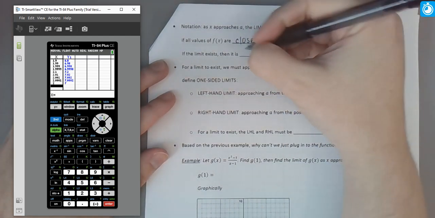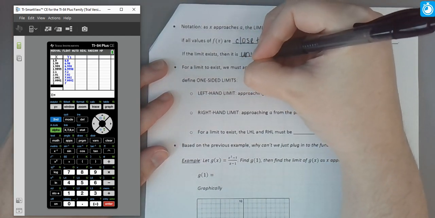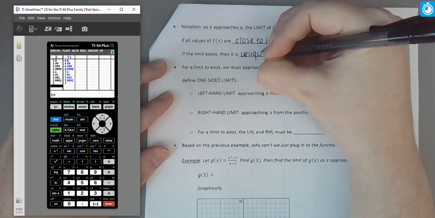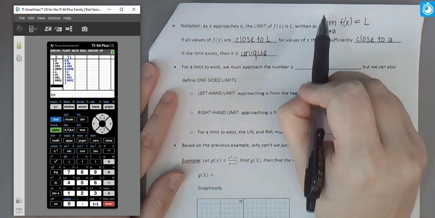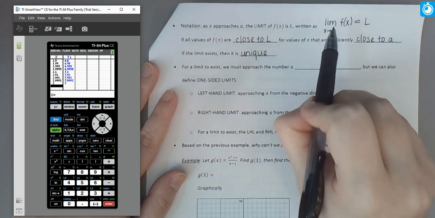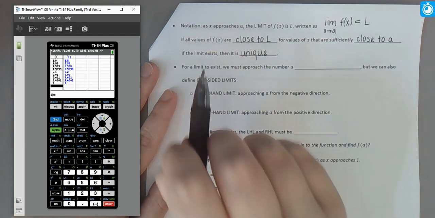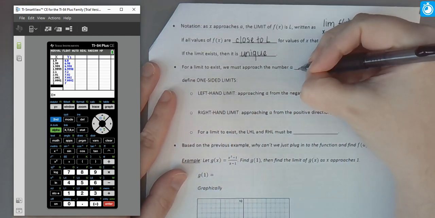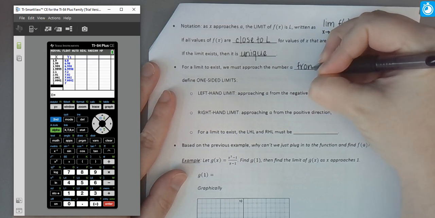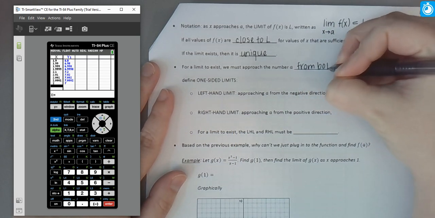Also, if the limit exists, then it is unique. In other words, we can't be approaching two different things at the same time when we talk about a limit. Now, for a limit to exist, for this particular expression to be defined, to say that this limit is equal to L, it's important that we approach this number a from both sides. We have to look at what's happening on both sides of our number.